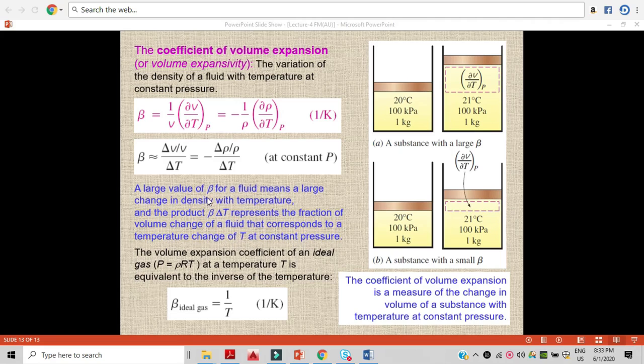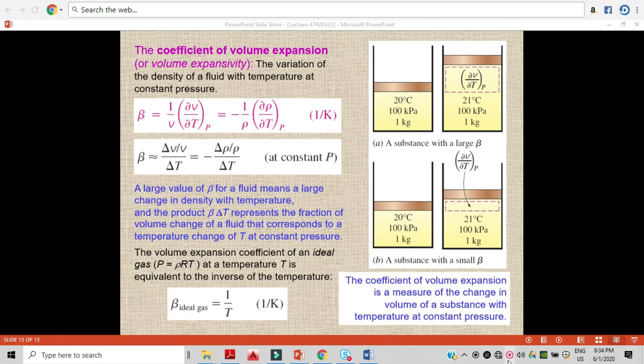That means if you have a large value of beta, you can change the density by increasing the change of temperature. That means the change in density or change in volume is available with change in temperature at constant pressure. The value of volumetric expansion for an ideal gas can be calculated as 1 over T. So this is the value of volumetric expansion of the ideal gas.